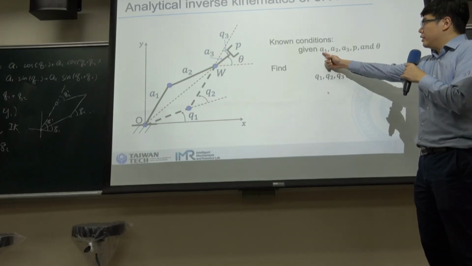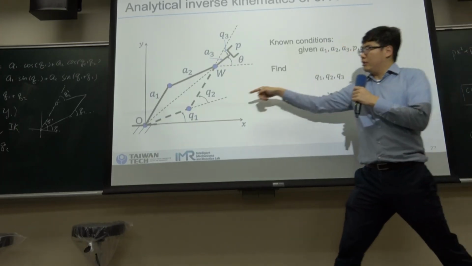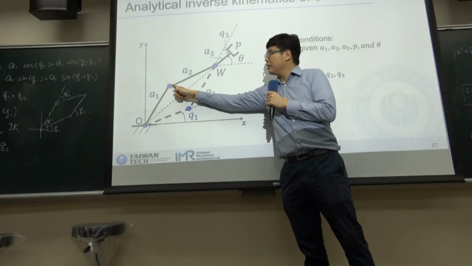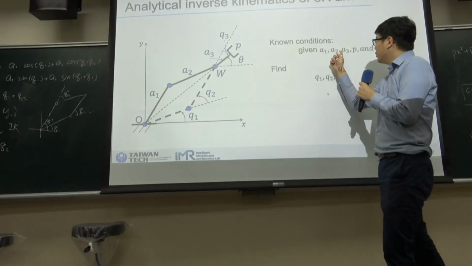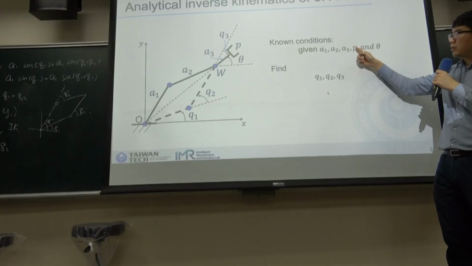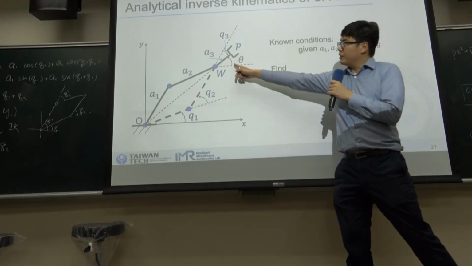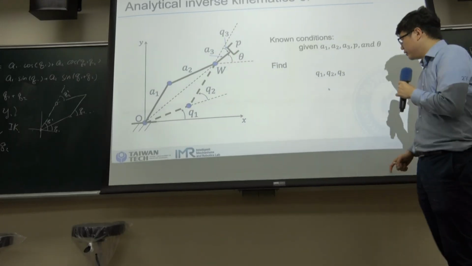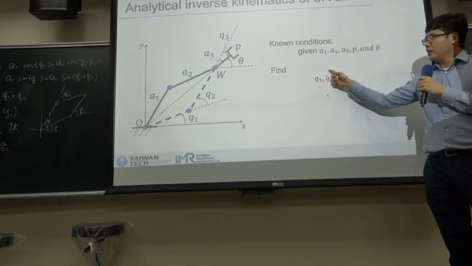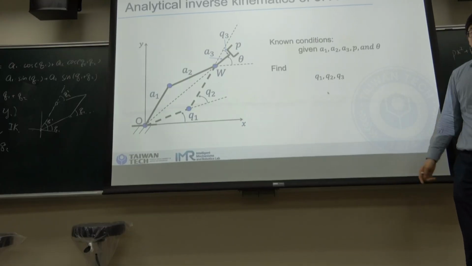So we are given all the link lengths: the link length for the first link, second link, and third link. And also P, we have Px and Py, and theta means the direction of the vector. And we want to find Q1, Q2, and Q3.